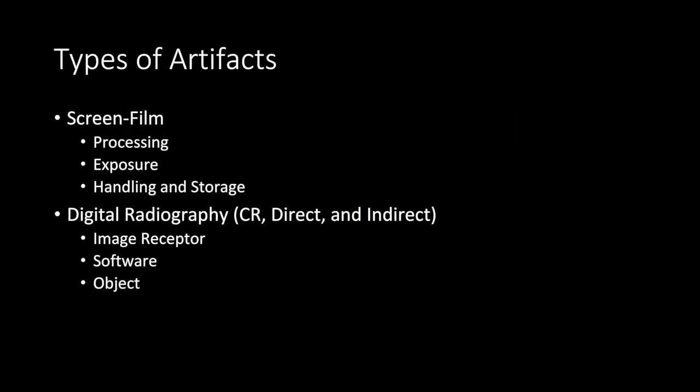Now that we know what an artifact is, there are three types of artifacts found in film and digital radiography. In film, there is processing, exposure, handling, and storage. Now in digital radiography, there is image receptor, software, and object. This is due to the change in equipment and the image acquisition process. Our focus will be on digital artifacts because that is the most relevant to the field currently.